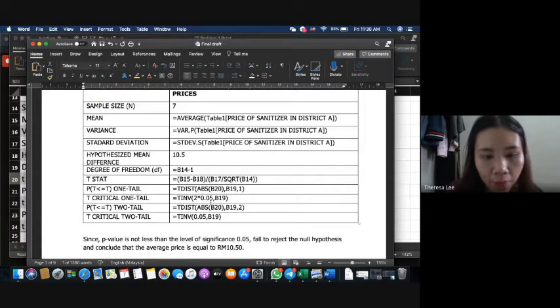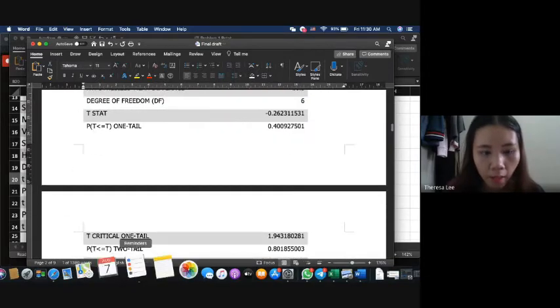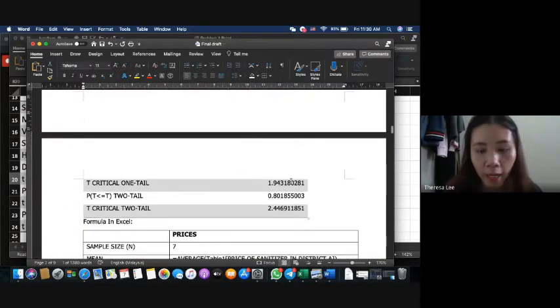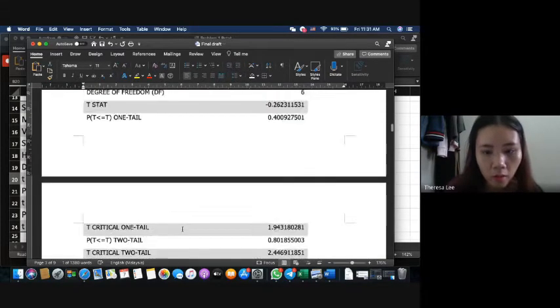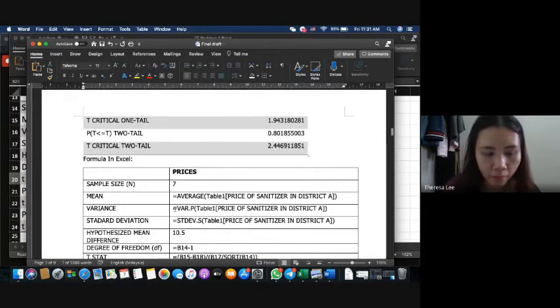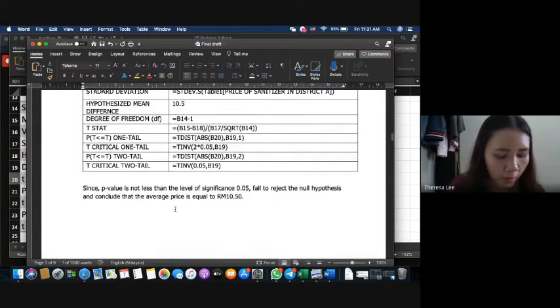and then we put the df at the back, which is 6, and then we close the bracket. So we get the answer of 1.94. And then same for the two tails, but we don't have to multiply it by 2. So we just put 0.05 and 6 in TINV, and then we get 2.45. The critical value for two tails is obtained as 2.45.